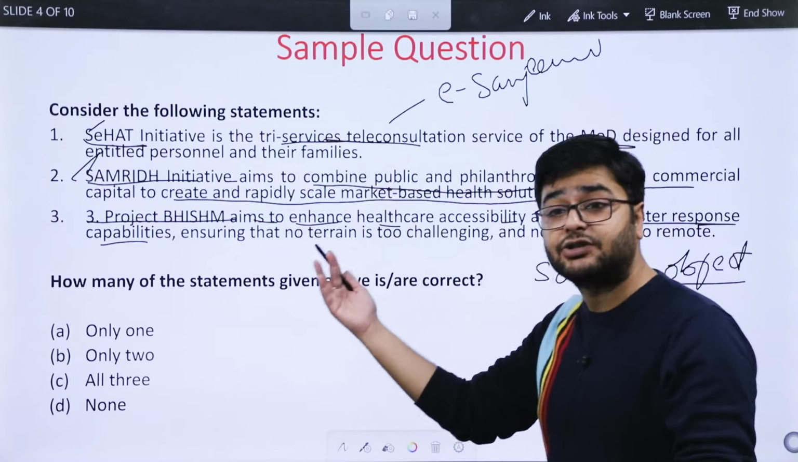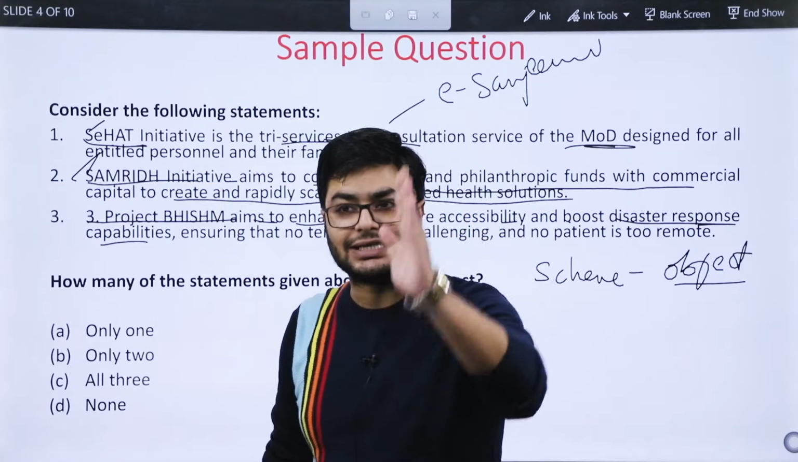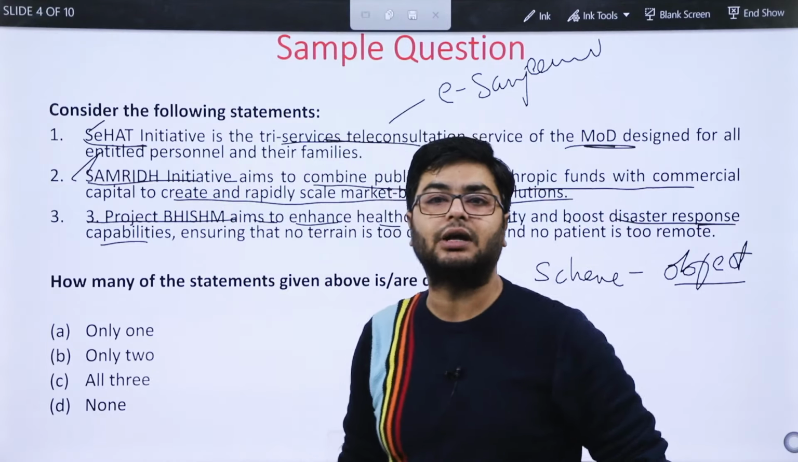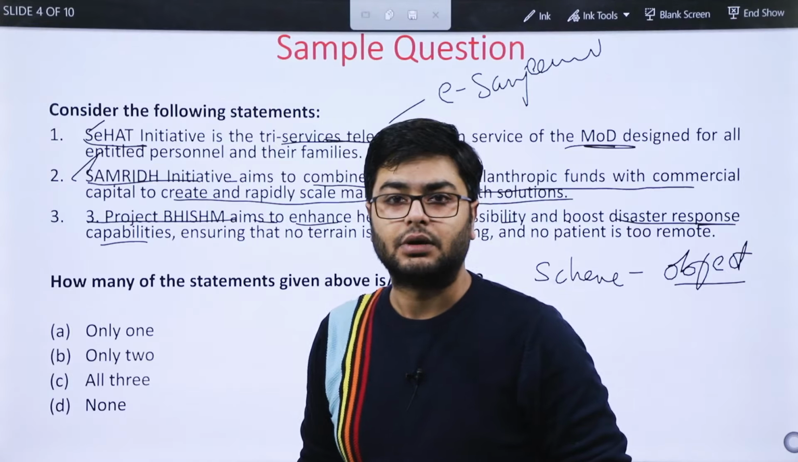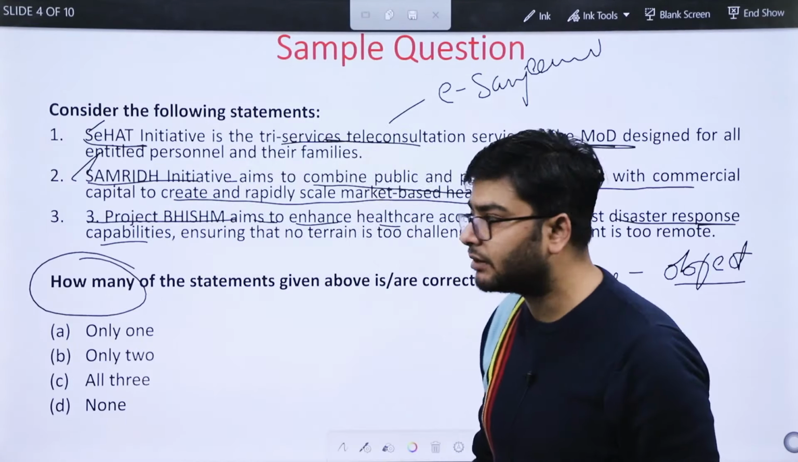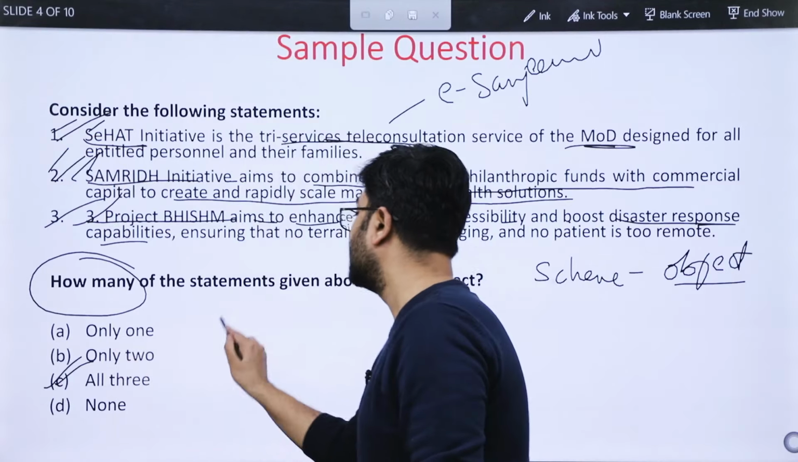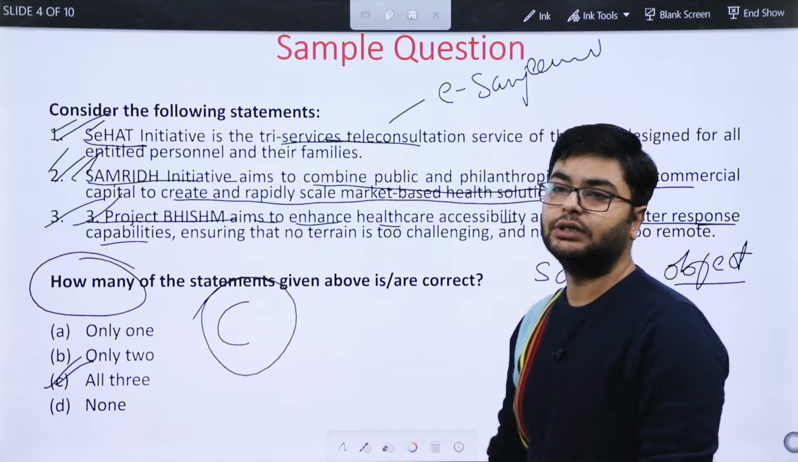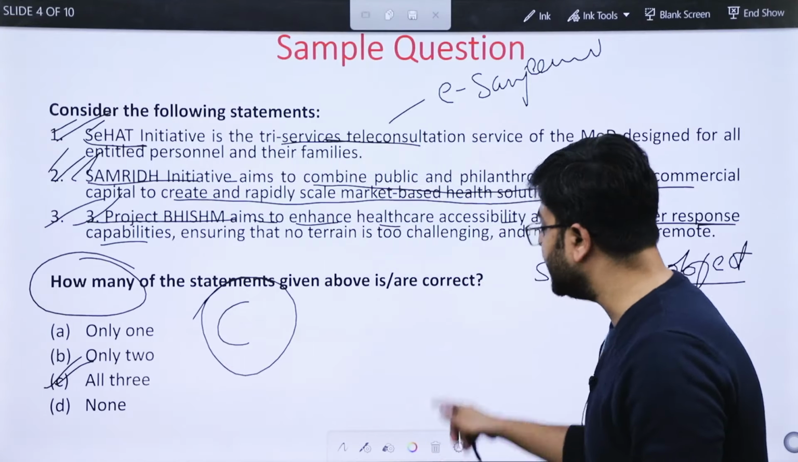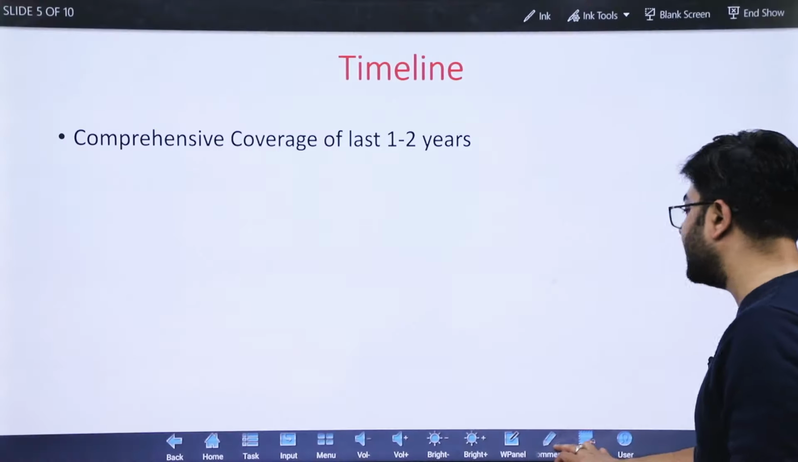It can be a match the following. So any format, but if your learning is precise, if you have consumed this compilation in the right manner, you can answer any question, any format. So this is a how many format question. All the three statements are correct here. And hence the option to mark would be option C. Option C.